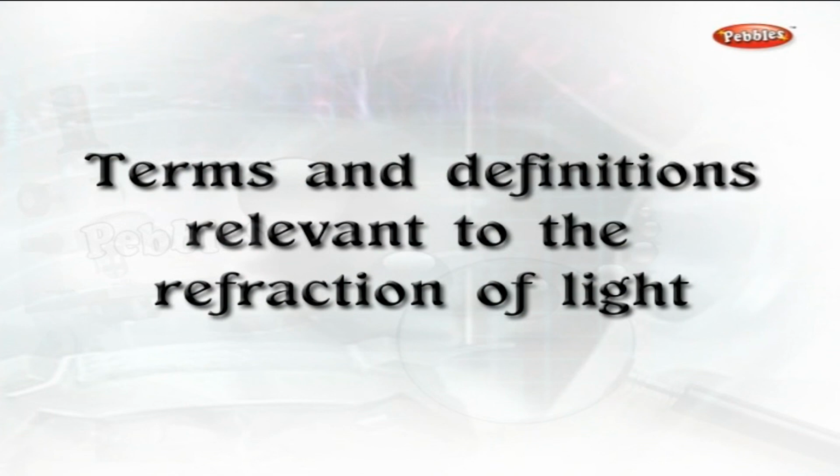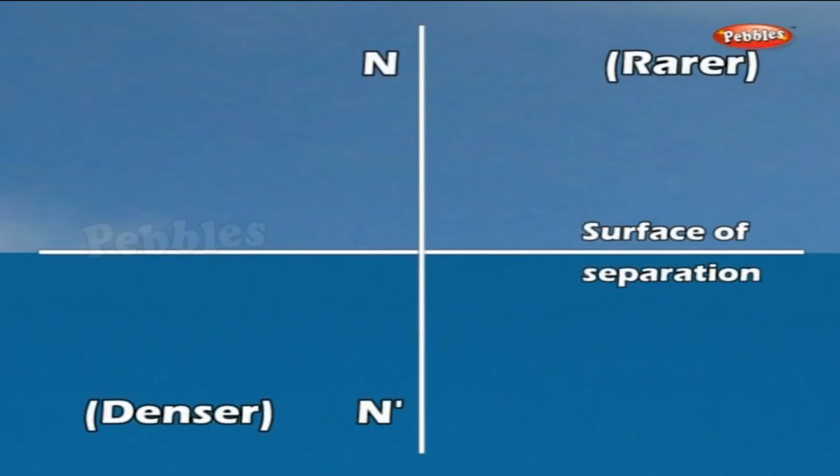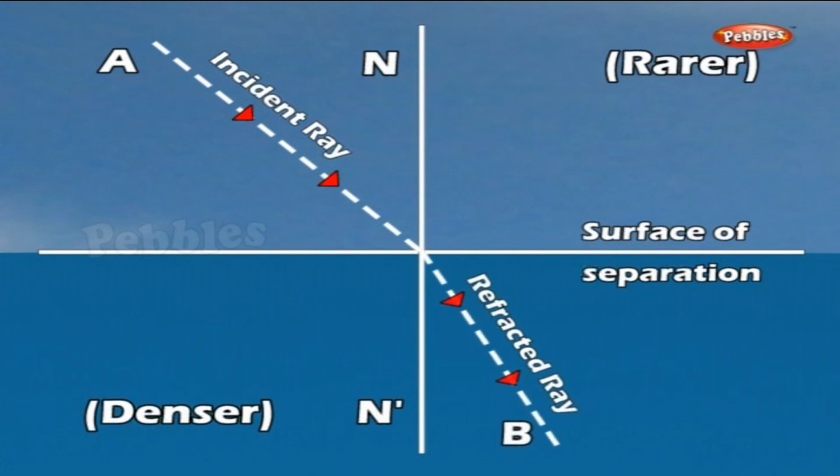Terms and definitions relevant to the refraction of light. Normal. The perpendicular drawn at the point of incidence to the surface of separation is called the normal. The incident ray. The ray of light traveling in the first medium is called the incident ray. The refracted ray. The ray of light traveling in the second medium is called the refracted ray.